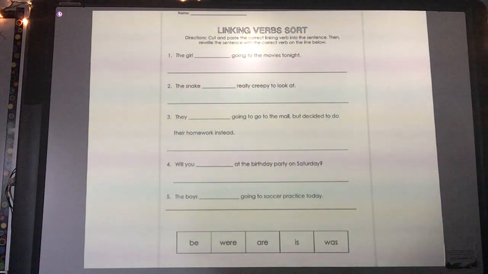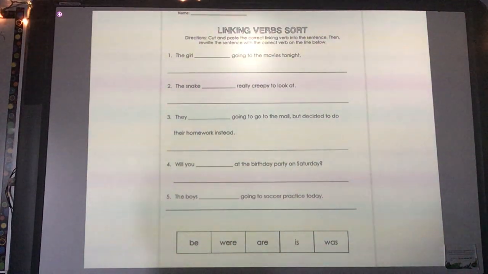Number three, they blank going to go to the mall, but decided to do their homework instead. Smart move. Yeah, I heard were. Were would be a good one. They were going to go to the mall. Number four. Will you blank at the birthday party on Saturday? Yeah, will you be at the birthday party on Saturday? Good. And number five. The boys blank going to soccer practice today. The boys are going to soccer practice today.